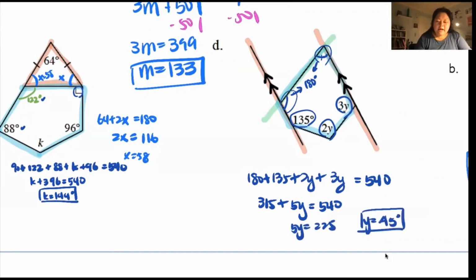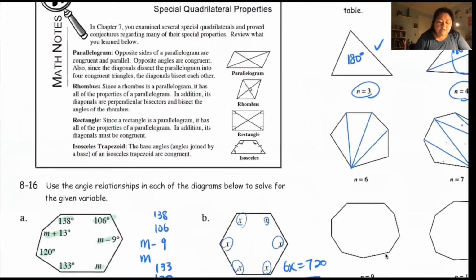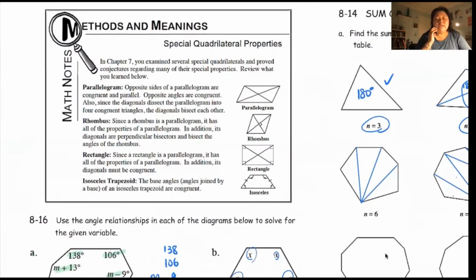Last but not least, take some time to review the special quadrilaterals that you went over in chapter 7. Really look at the properties of each of these shapes: the parallelogram, the rhombus, the rectangle, and isosceles trapezoid. What makes them a parallelogram? What makes it a rhombus? And what makes it a rectangle? It's important to know these properties because it will help you solve for the missing stuff.